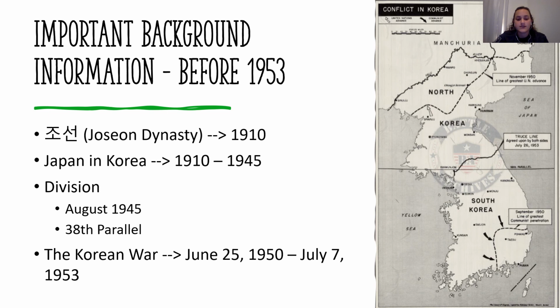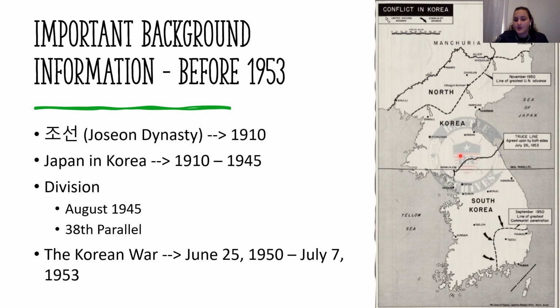So since they had this massive peninsula and country to figure out what to do with, the United States and the Soviet Union ended up dividing the country into two, right along the 38th parallel here. And this ended up leading to the Korean War. So the Korean War was started by North Korea invading the south.